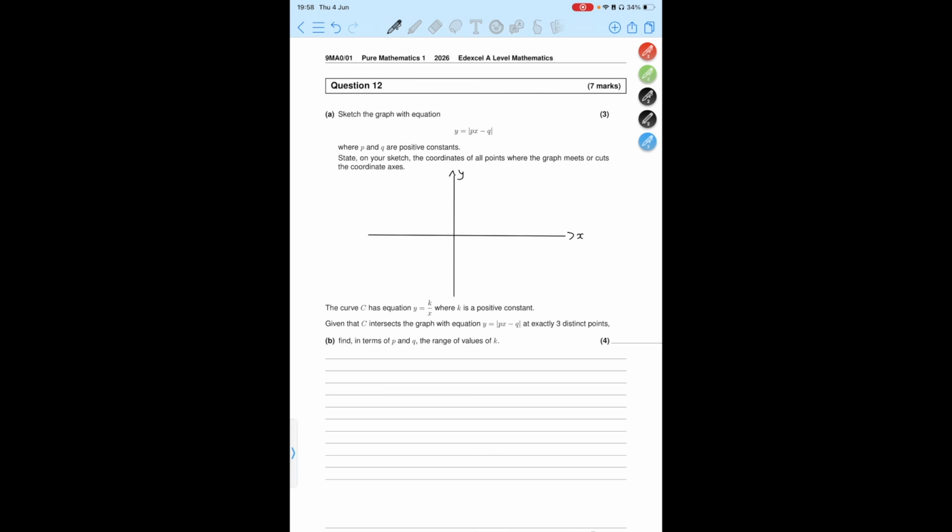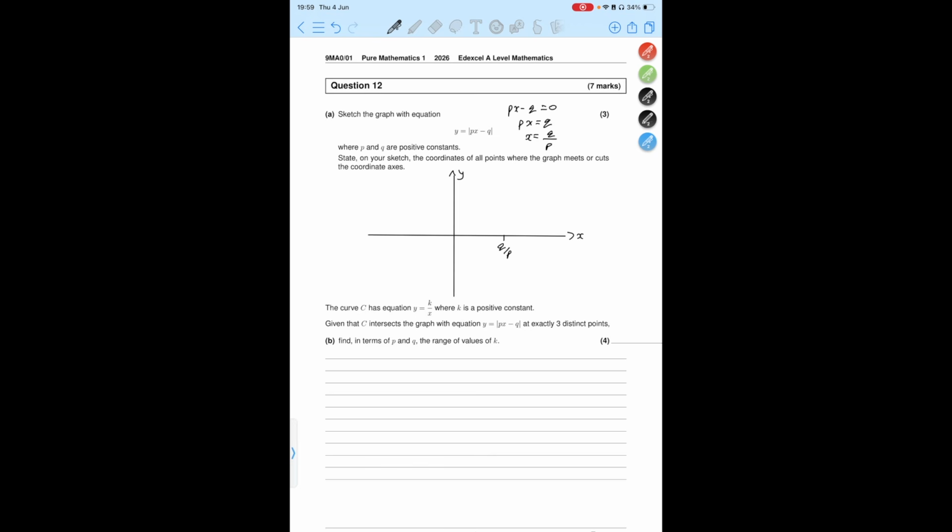There's only one point where y is equal to 0, and that is when px minus q is equal to 0. That's when px equals q, so x equals q over p. So at x equals q over p, we have a y coordinate of 0. They haven't given us any information, but we know that p and q are positive. So we know that q over p is going to be around here somewhere. Honestly, we can pick any random point and label that as q over p.